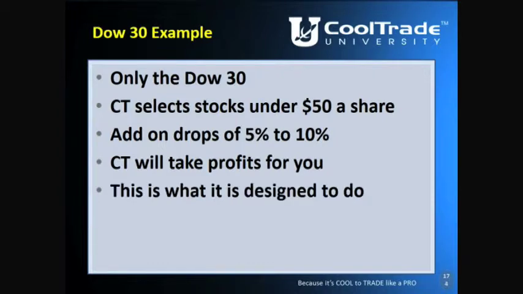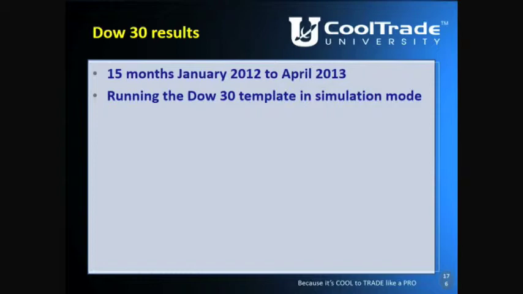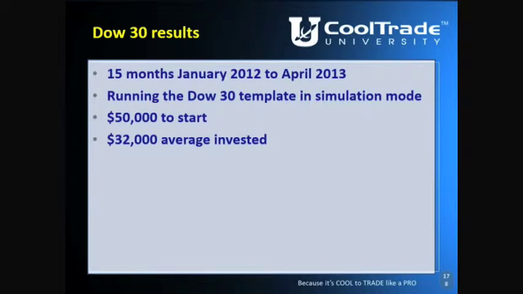Book the profits. By the way, the results are very impressive. It's been running for 15 months, and I've seen the monitors there in the Cool Trade corporate offices where you can see it. Since January of 2012 to April of this year right here, it's been running this Dow 30 template in simulation mode. It started with $50,000 to start. It has an average of about $32,000 invested on any given day. So all $50,000 isn't invested, about $32,000. So there's always some money on the sideline there in case it drops some more.